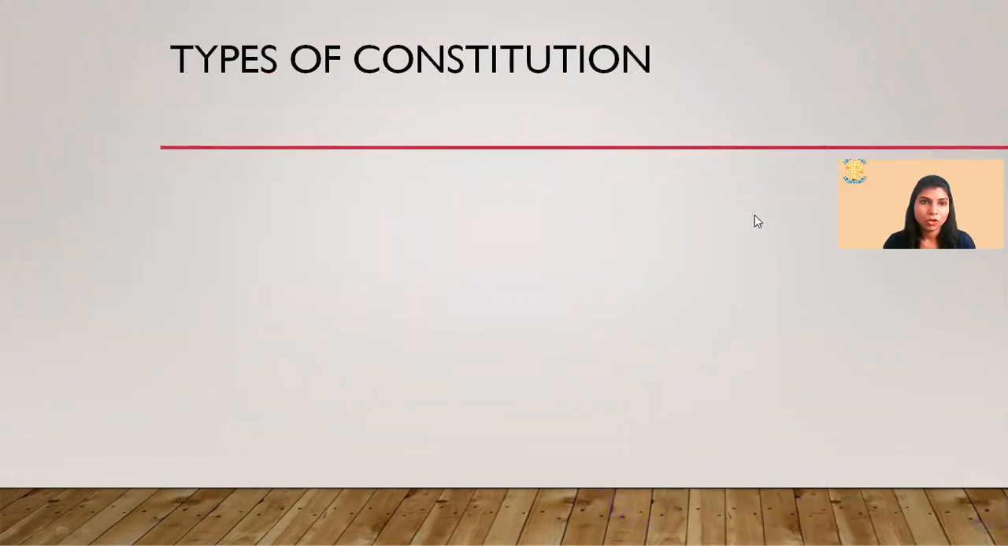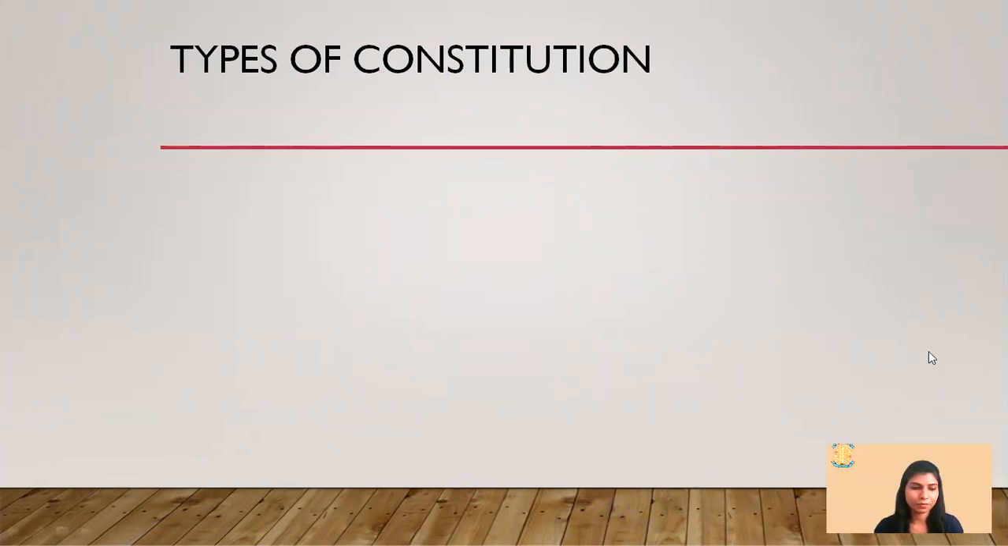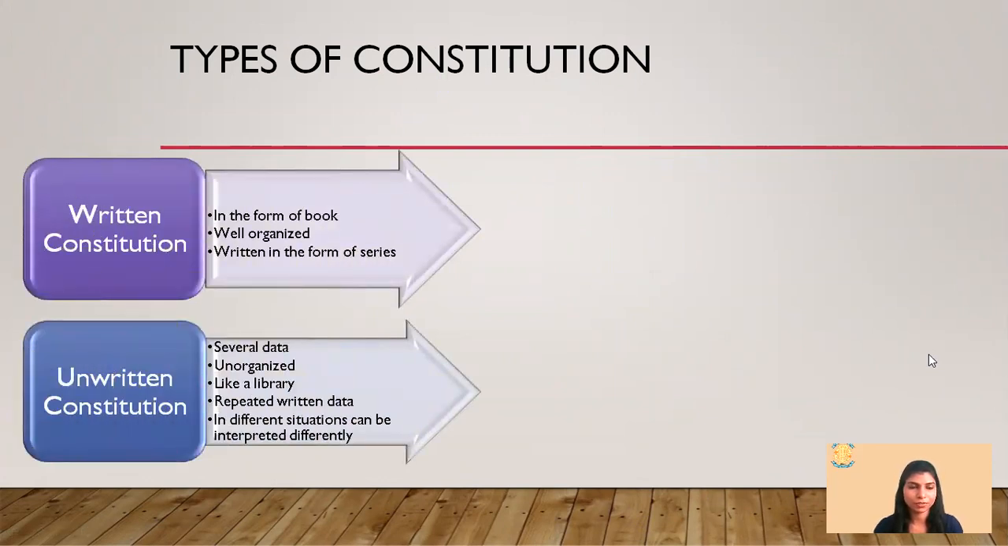Now, types of constitution. Constitution has two basic types. One is written or unwritten, and the second is flexible or rigid. A written constitution is in the form of a book, which is well organized and written in a series, one after another. And an unwritten constitution has several data, as we have discussed in our earlier sessions. Some countries don't have a written constitution, so they have common law, some orders given by a court, that is also rule. So in an unwritten constitution, the data is unorganized, like a library. In a library lots of books are there, so repeated data you can also find. And in an unwritten constitution, there are provisions in which different situations can be interpreted differently.